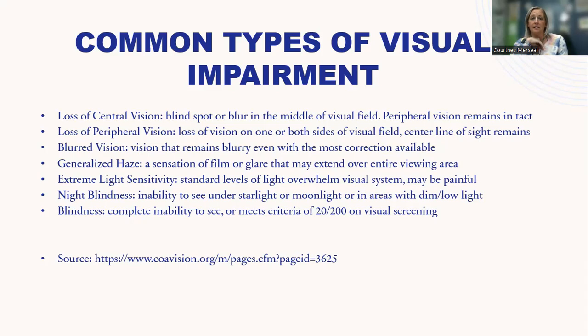Extreme light sensitivity, where standard levels of light within a classroom or a home overwhelm the visual system, and this can be physically painful to the person. There's also night blindness, where an individual is unable to see very well under starlight, moonlight, or in areas with dim or low light, such as a movie theater or a dark living room at nighttime when lights are off in the house.